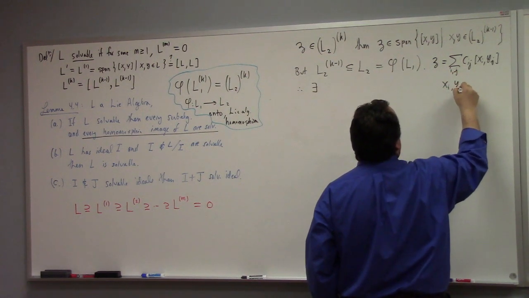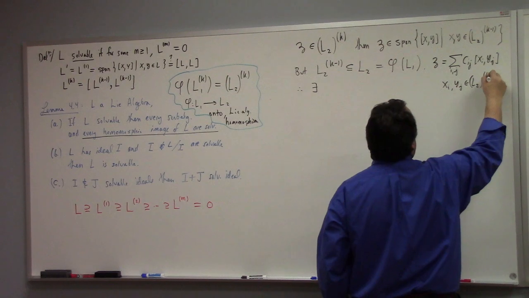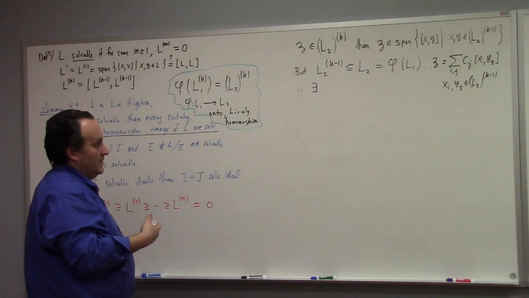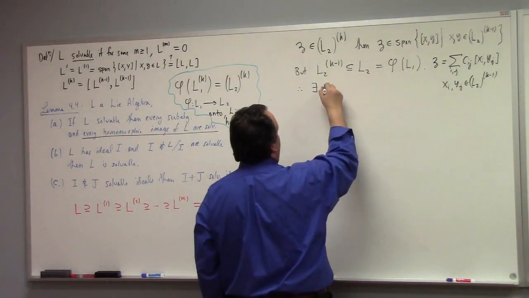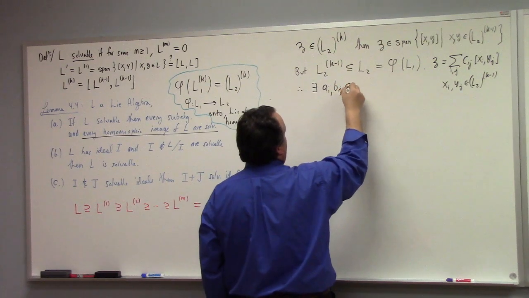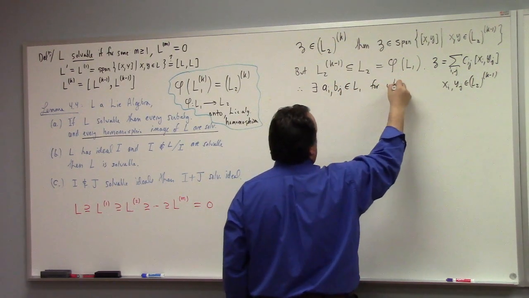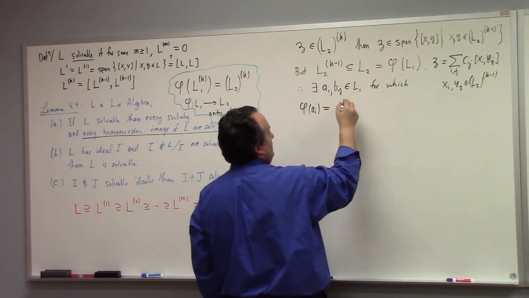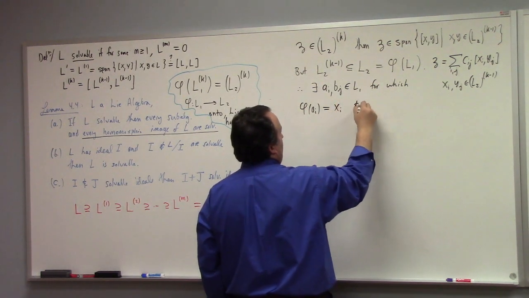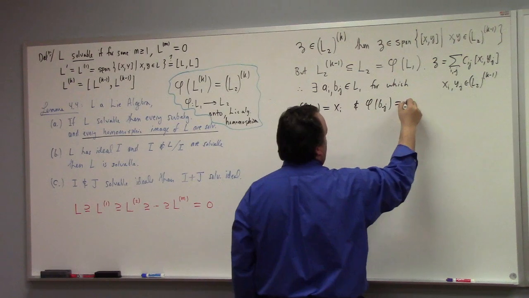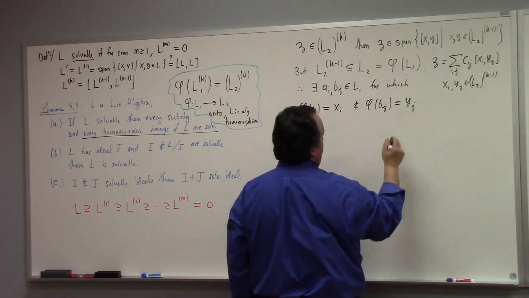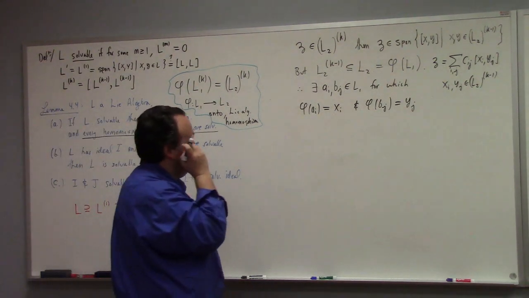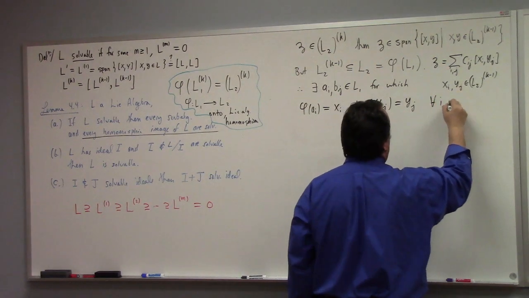For x sub i, y sub j, an element of L2, k minus 1, okay? I need to do that because it's supposed to be in the span. Fine. So there has to exist a sub i, b sub j in L1 for which phi of a_i is equal to x_i, and phi of b_j is equal to y_j, right? For all i and j, because it's surjective, I can find these. All right.